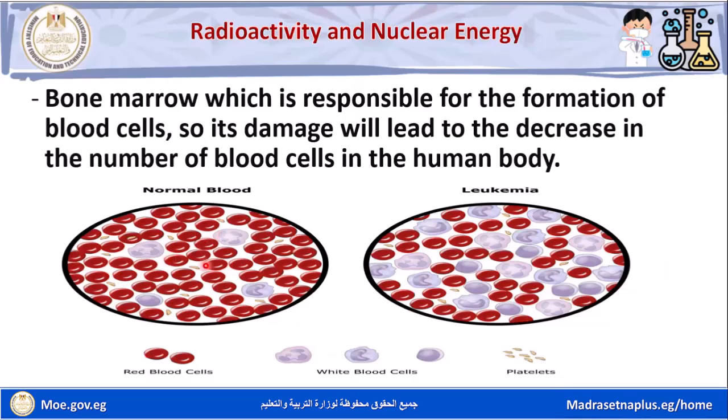Normal blood, and leukemia. Radiation pollution is one of the reasons of leukemia disease. White blood cells devour red blood cells. That's because radiation pollution is one of the reasons of leukemia.